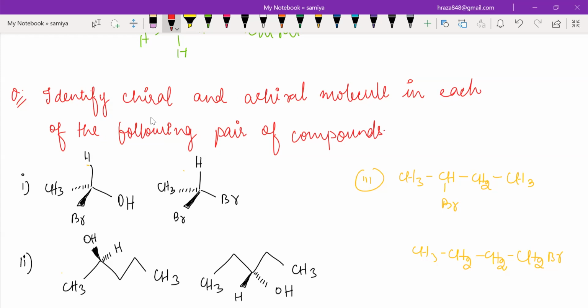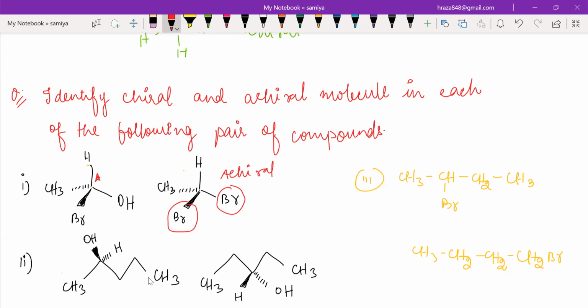Sir, in the first question, the first one is chiral and the second is achiral. Okay, because you can see Br is the same. That's why, right? Yes. Now in the second, sir, the first one is chiral.